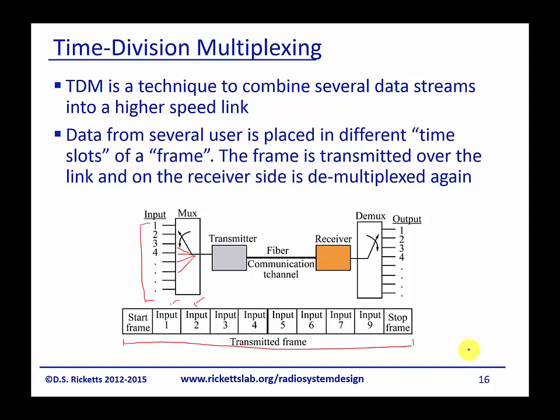This works really well when the speed of this information coming in is slow compared to the rate here. And just to give you an example, optical fiber can run at 40 gigabits per second. Okay, and your average cell phone is probably maybe operating at a few megabits per second. So you can see you can fit quite a few of those into a transmit frame here.